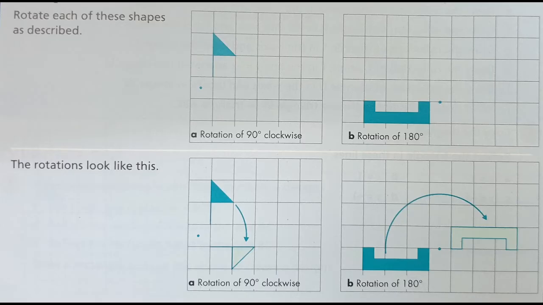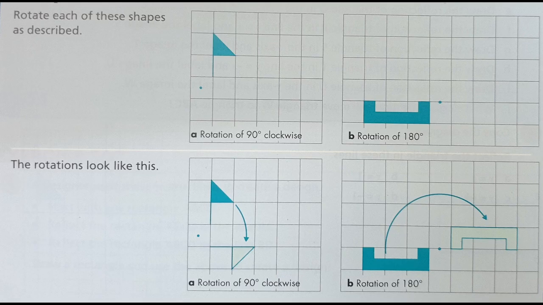Now the first question is rotation of 90 degrees clockwise, and rotation of 180 degrees. For 180 degrees, we don't write the direction because clockwise and anti-clockwise will give us the same. Only when it is 90 degrees, we write whether we are rotating it clockwise or anti-clockwise. Now the rotations look like this. When you rotate 90 degrees, our figure goes like this. That is, the plain one will be the image and the shaded one will be the object.